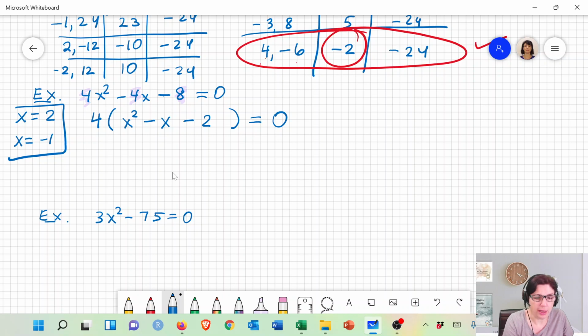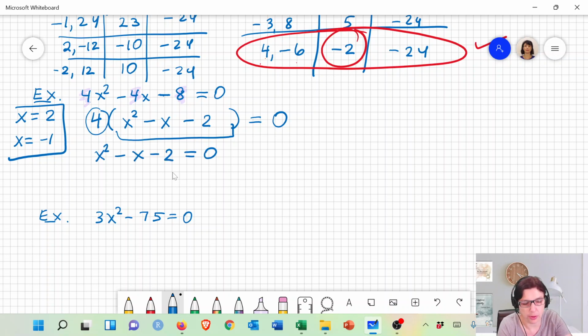Now, when you did that, the 4 right here in the front is not needed anymore, because for a number multiplied by something to be 0, the only way is if that something is 0. So 4 is never going to be 0. The only way for this to work is when x squared minus x minus 2 equals 0. That's the only possibility. So the 4 you can discard and you don't care about it.